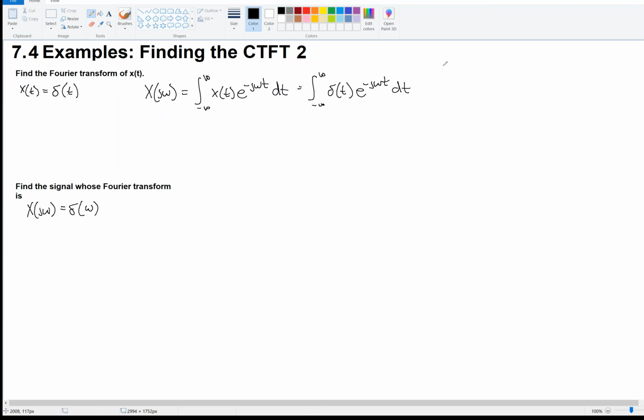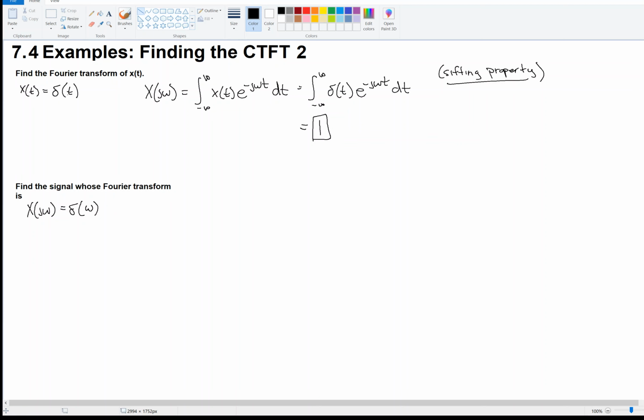Well, ladies and gentlemen, we need the sifting property of the impulse. If you don't remember that, take a look at that in a previous video a long time ago. The value of t that makes the impulse non-zero is 0, so we plug in 0 into what's multiplying the impulse. e^0 is 1, so that sifts out that value and we just get 1.